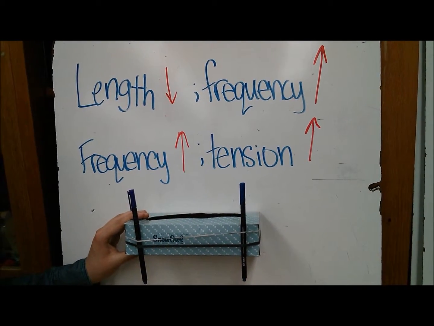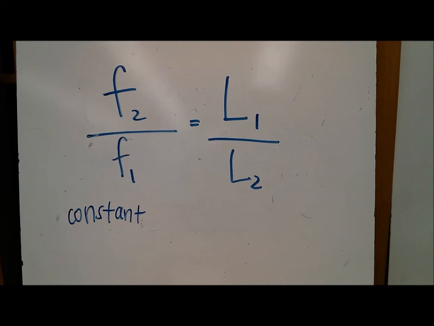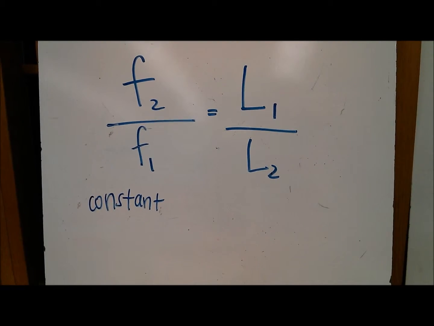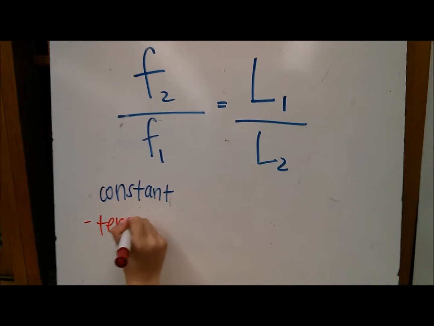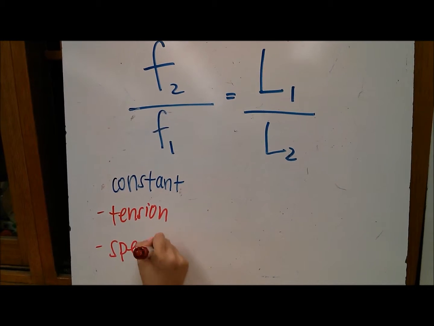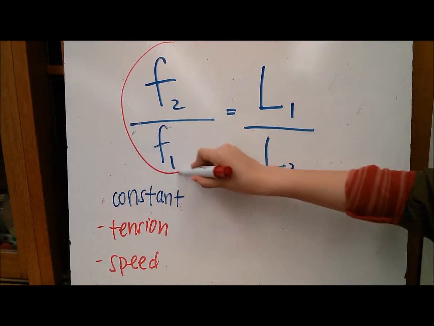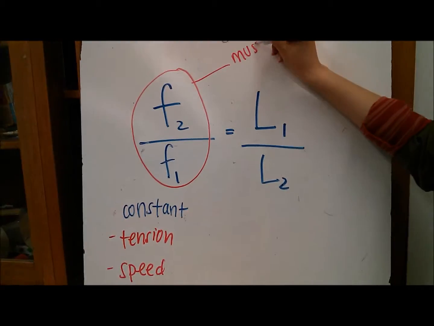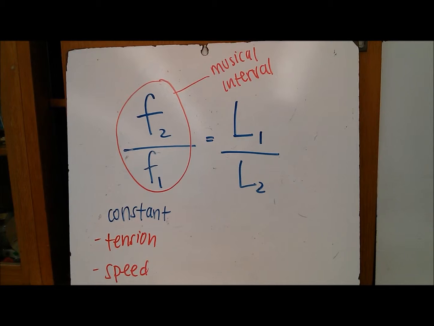A vibrating string can vibrate in multiple harmonics. We can use the formula frequency 2 over frequency 1 equals length 1 over length 2 when there is both a constant tension and a constant speed. It can be used to find the length of the string needed to produce different frequencies, or notes. The ratio F2 over F1 defines the musical interval between two frequencies.